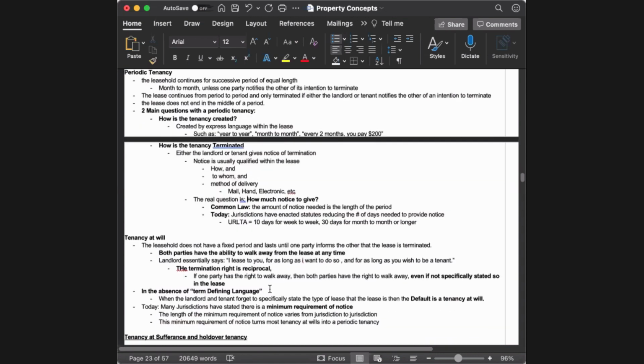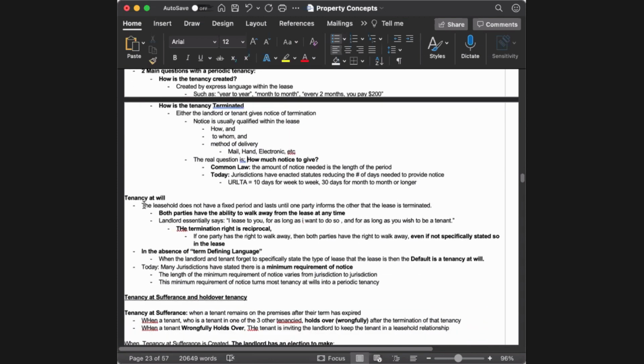The final type of lease is a tenancy at will. The leasehold does not have a fixed period and lasts until one party informs the other that the lease is terminated. Both parties have the ability to walk away from the lease at any time, and some of you are immediately going, that's really, really dumb. And so there are very few of these today. Not a lot of landlords like to do a tenancy at will.